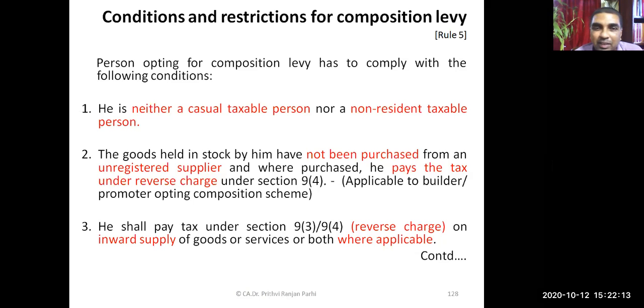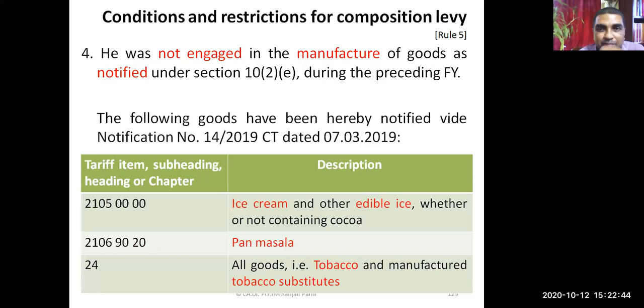This you already know. Composition dealer will pay the tax as per composition scheme. But if for a particular supplier reverse charge mechanism is applicable, then he has to pay normal reverse charge. He has to pay tax as per the rate applicable to the reverse charge on those supplies. Composition scheme doesn't give any exemption for applicability of reverse charge mechanism. This condition also you have to remember.